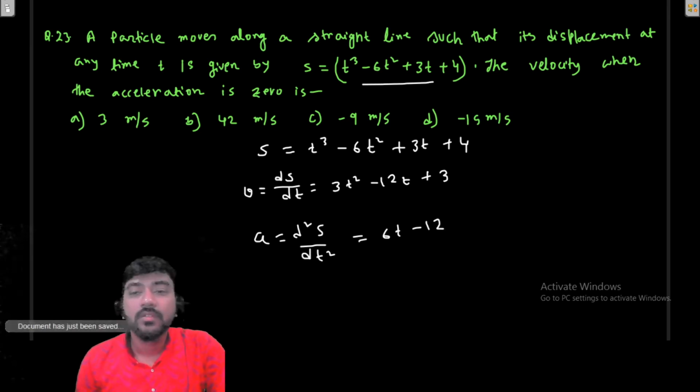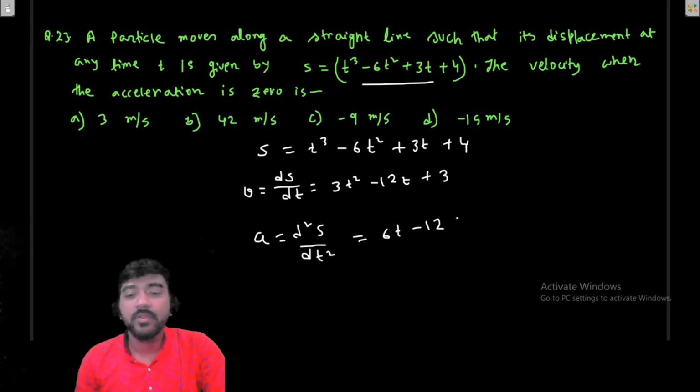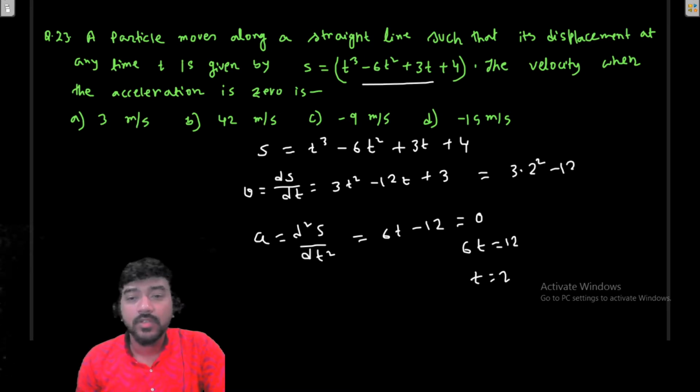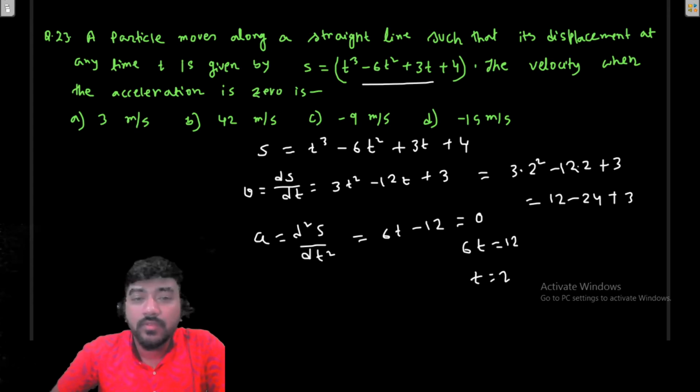Now the velocity when the acceleration is 0. Acceleration is 0 means this will be 0. So 6t is equal to 12, so t is equal to 2. Let me put here t is equal to 2. So it will be 3 into 2² minus 12 into 2 plus 3. So it will be 3 into 4, then 12 minus 24 plus 3. So 12 plus 3 is 15, 15 minus 24 is minus 9. So its velocity is minus 9 meter per second.